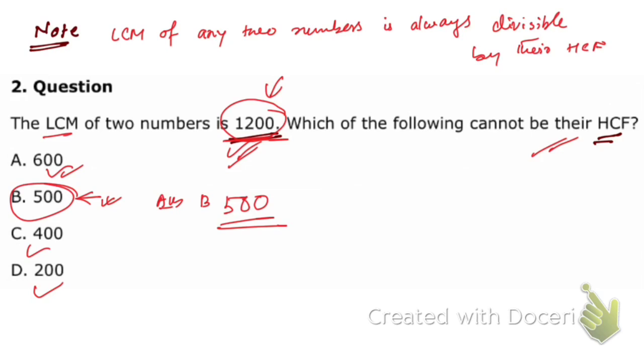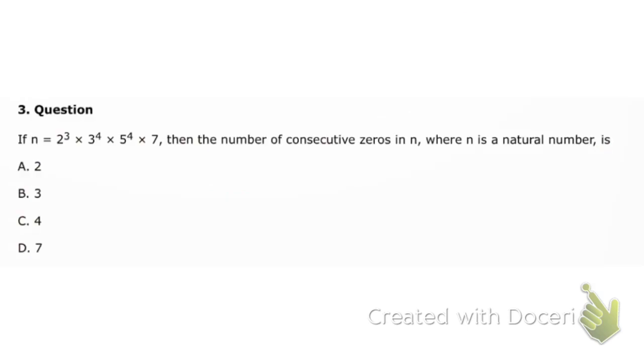So now let's move on to the next question. What is the next question here? You see, n is equal to 2 to the power 3, 3 to the power 4, 5 to the power 4, 7 into 7. Then the number of consecutive zeros in this. So how many consecutive zeros are there?